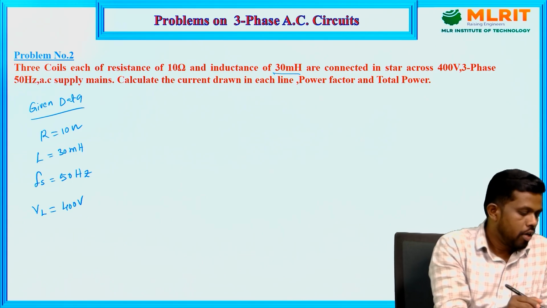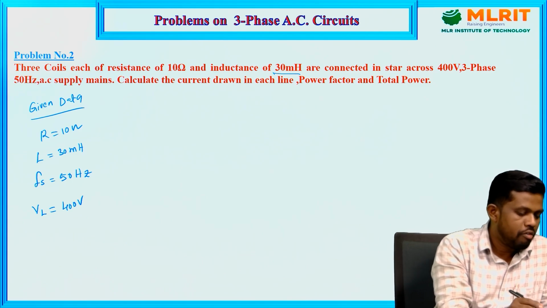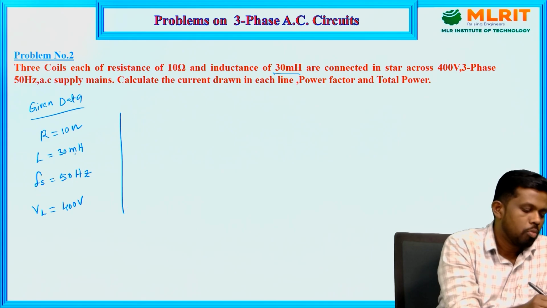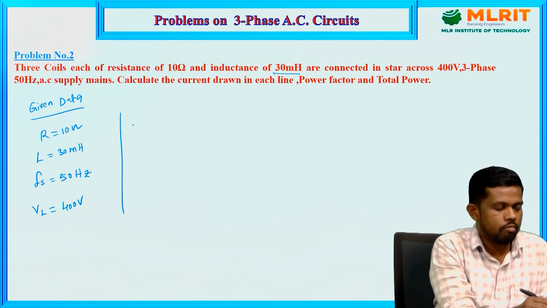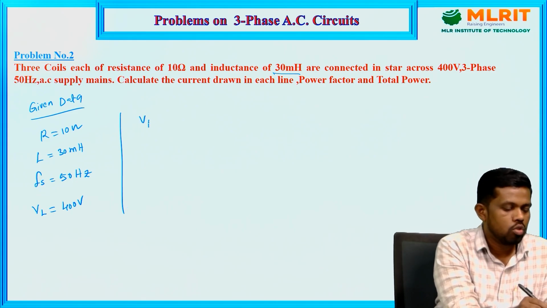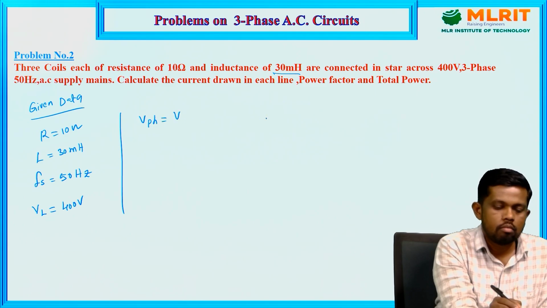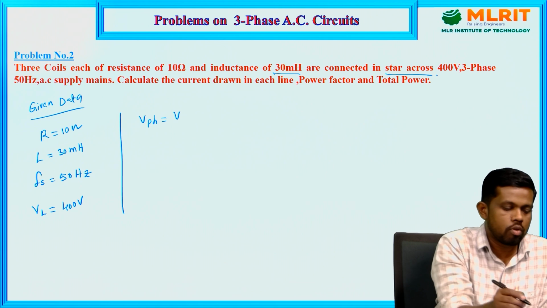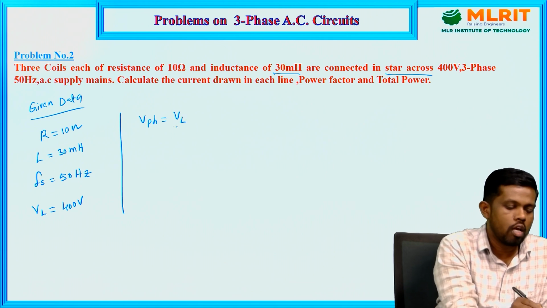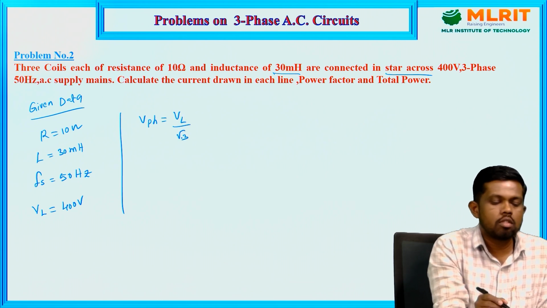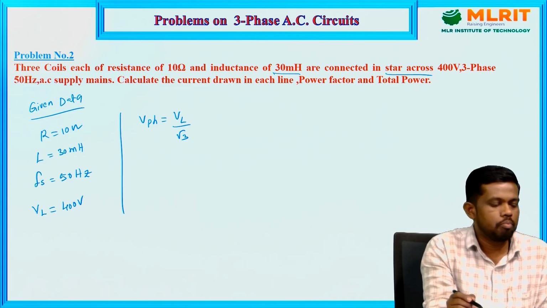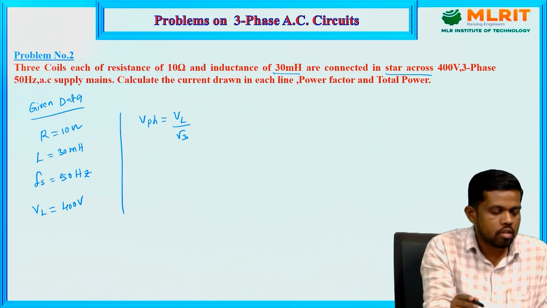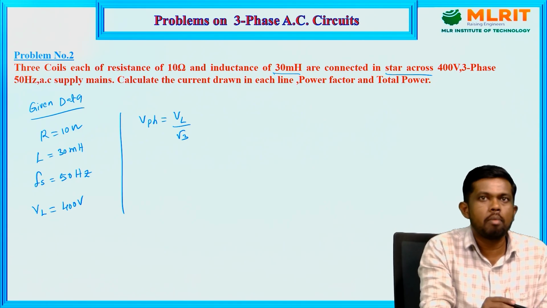So first of all we need to find the value of the phase voltage, because that is the only thing needed, otherwise we can't get the remaining things. Since it is given as a star connection, V phase equal to VL upon root 3. Why? Because if it is a delta connected network, the phase and line voltages are both equal. So that's what they have given, a star. Based on that, V phase equal to VL upon root 3.